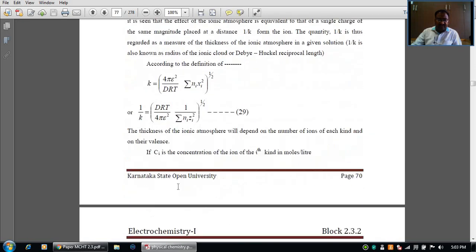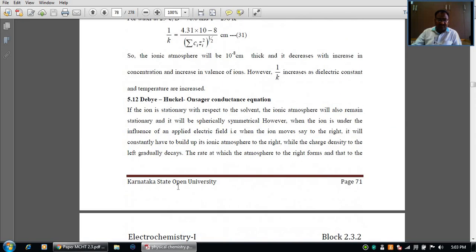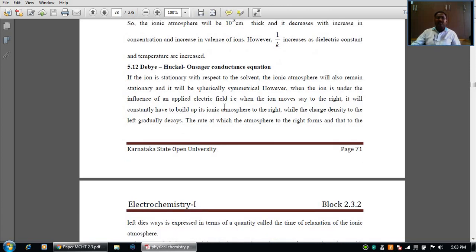In this unit, one more equation is there, that is the Debye-Huckel-Onsager conductance equation. Actually, this equation explains that when the ions are stationary with respect to the solvent, the ionic atmosphere will also remain stationary. It will be spherically symmetrical.